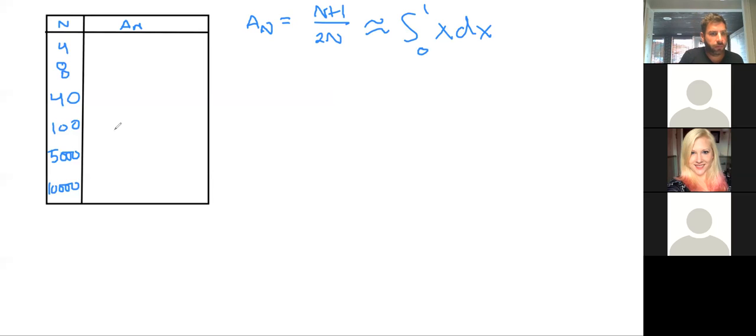So now you could just go right to a calculator. Again, when n is 4, what did we find? We got 0.625. When n is 8, what did we get? We got 0.5625. Now, you plug 40 into that formula. Let n equal 40. When n is 40, you get 0.5125. You plug it into a calculator with 100, you get 0.505.